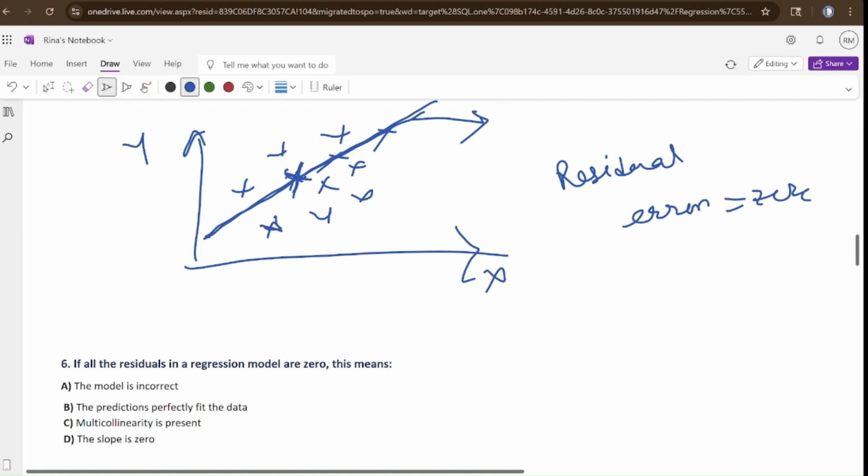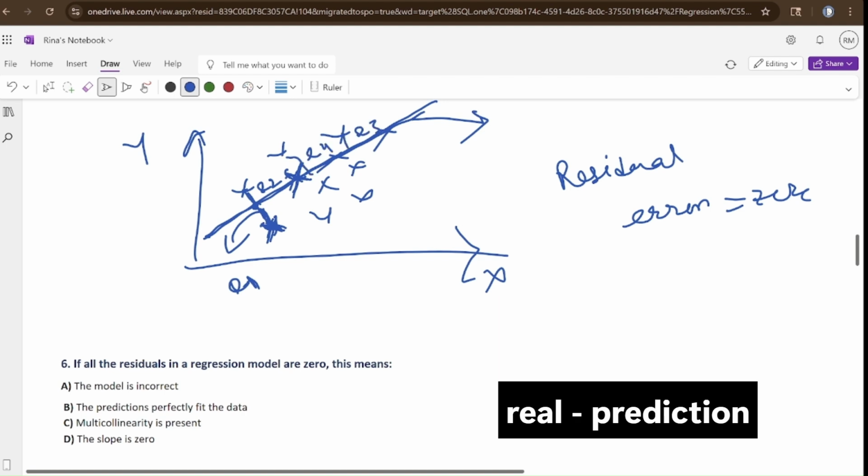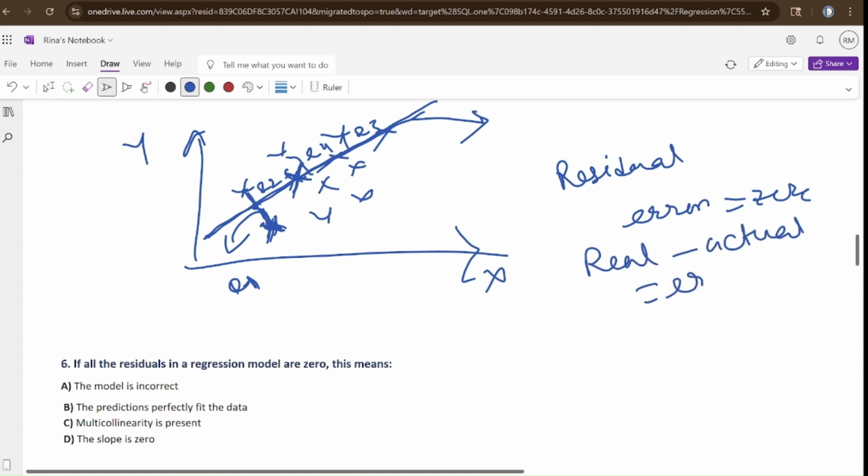But for this data point, this is the real data point, but your prediction is somewhere here. So there is a difference between real and prediction. So there is an error. This error, let's say E1. For this point, error E2. For this point, error E3. Error E4. So the difference between the predicted and the actual is called the error. And when you add all the errors, you get the total sum of residuals. So the error is the residual here.